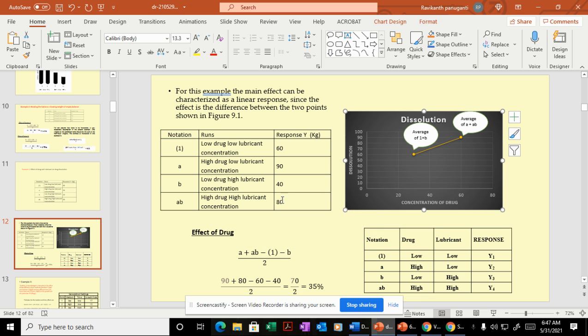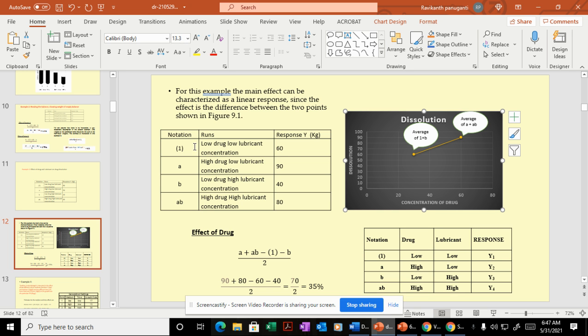Here I have substituted the corresponding values given. A corresponds to 90%, AB corresponds to 80%, 1 corresponds to 60, and B corresponds to 40. I subtracted and found that the effect of the drug is 35%. That means the drug contributed 35 percent of the drug release.